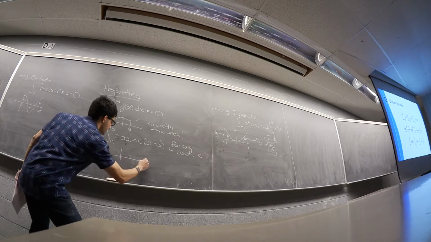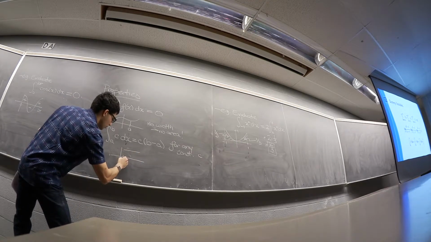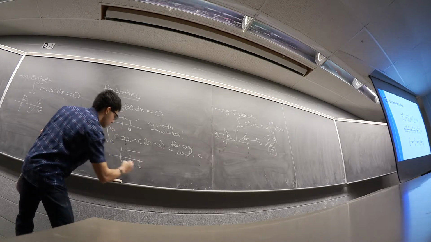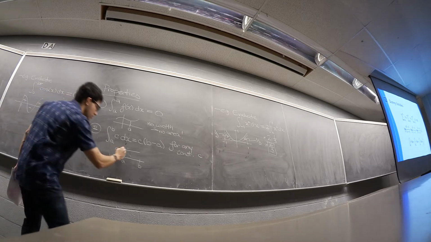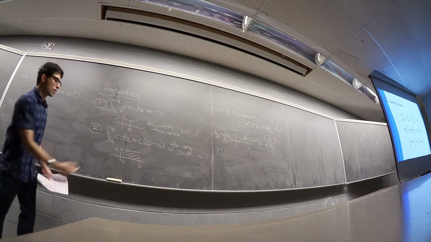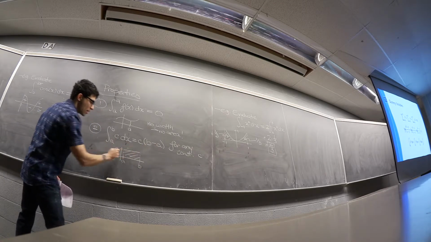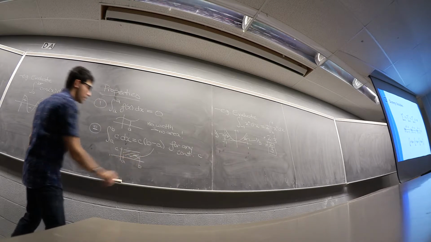What am I doing here? We're going from a to b. We're talking about a constant function, and we want the area underneath. Hey, look, it's a rectangle. The base is b minus a, the height is c, the area is b minus a times c. It's as simple as that.